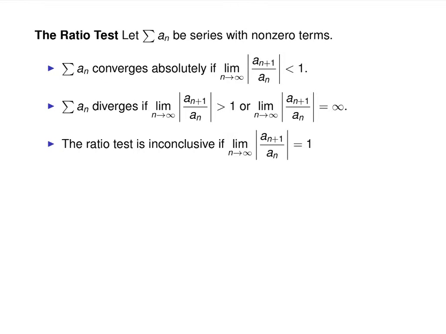The ratio test. Suppose you have a series with non-zero terms. It's the only requirement. Your series will converge absolutely if the limit as n goes to infinity of an plus 1 over an is less than 1. It will diverge if that limit is greater than 1. And it will be inconclusive, which means the series could go either way, if that limit is 1.